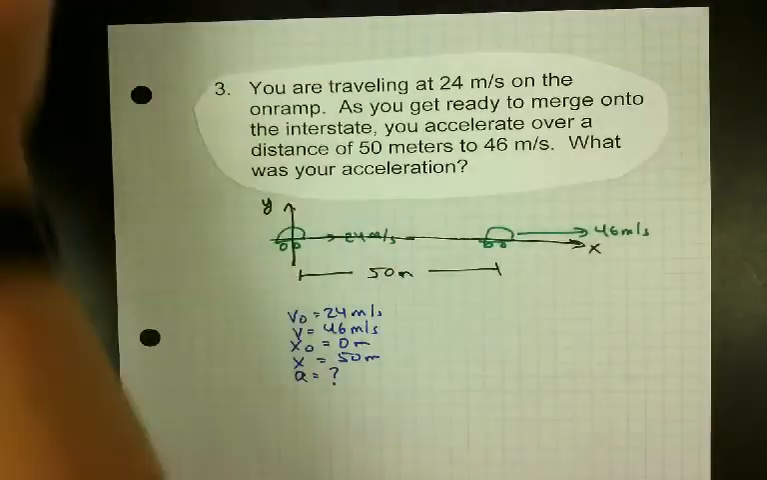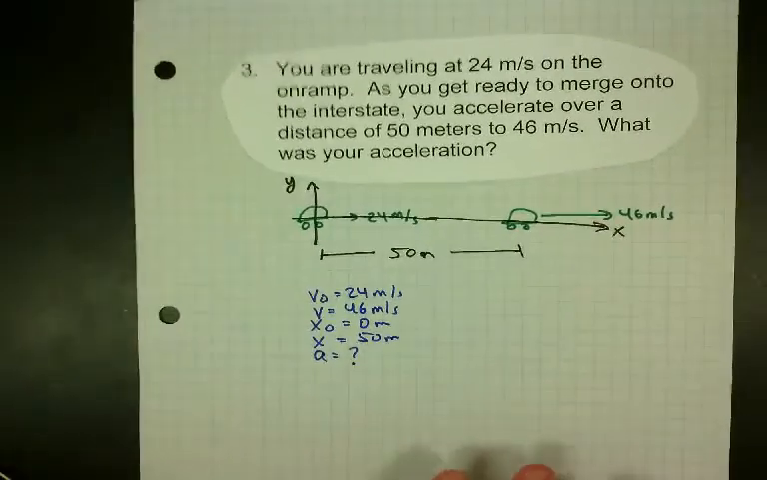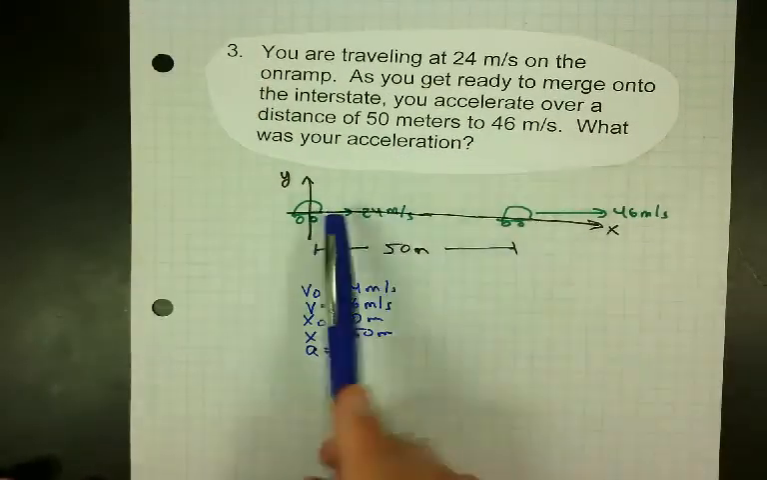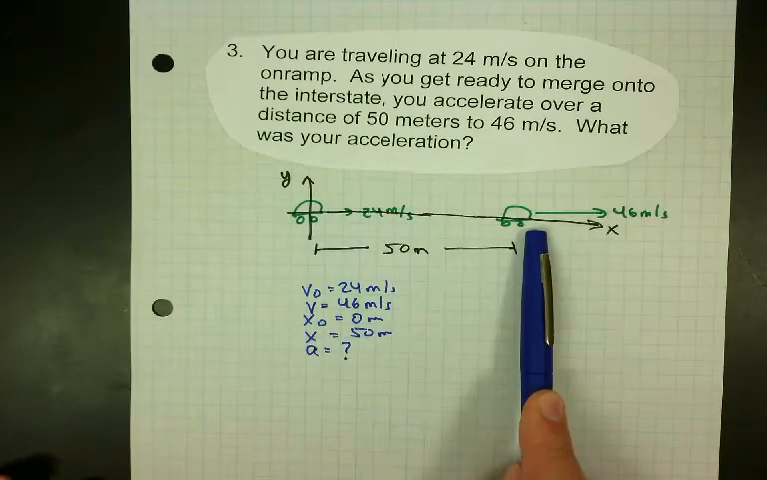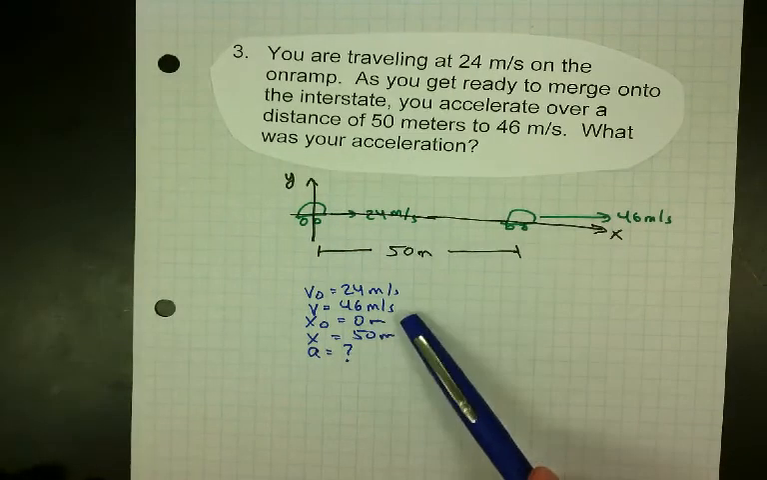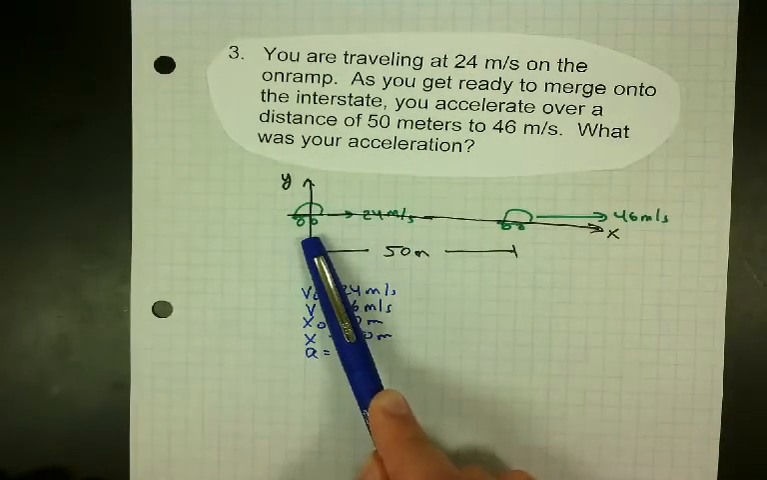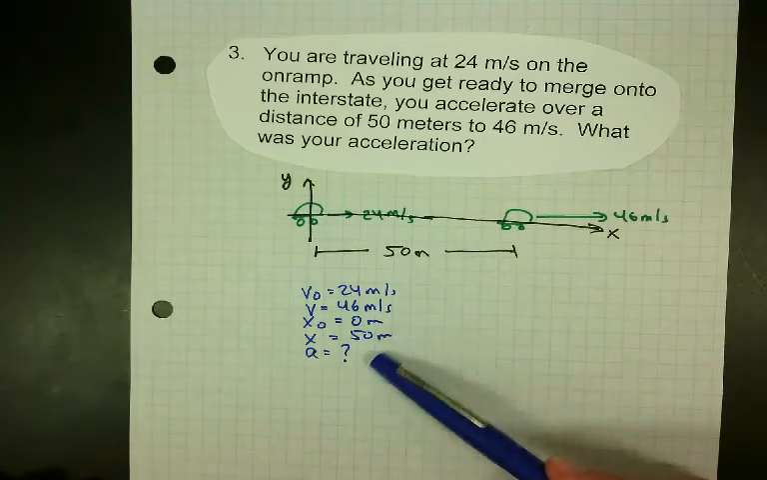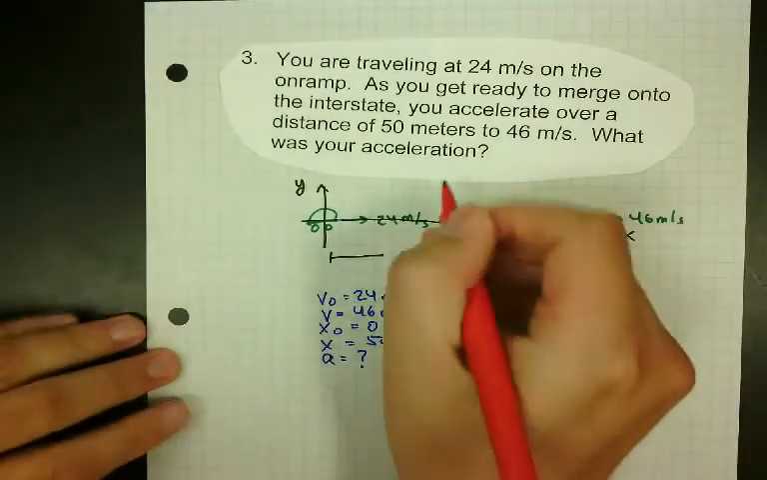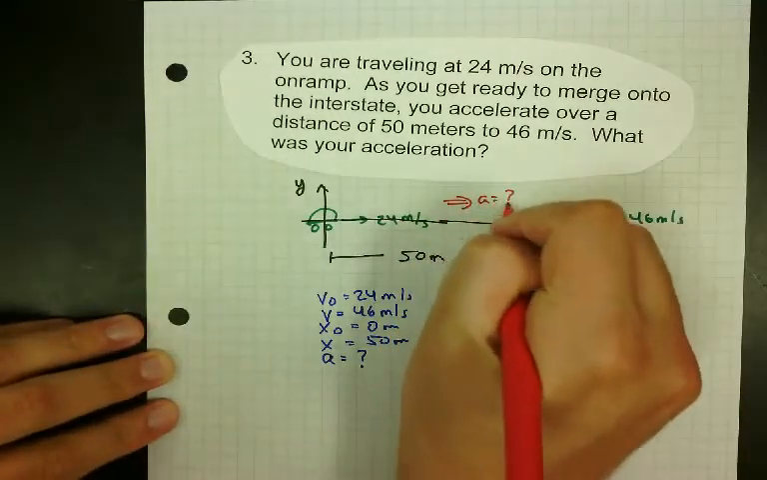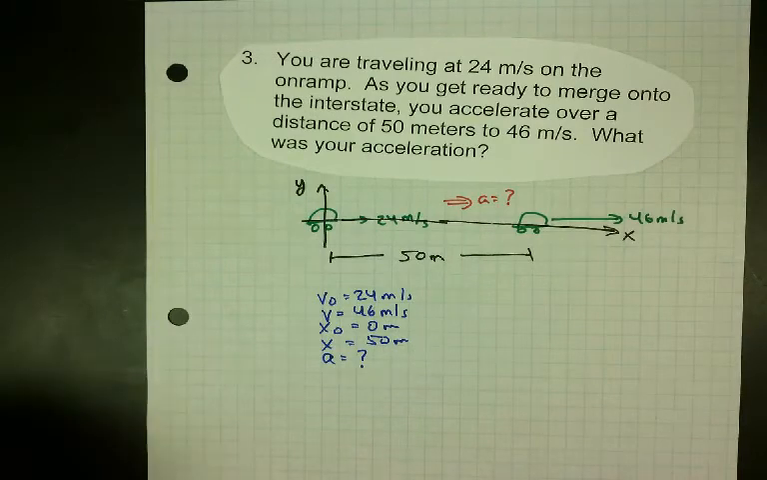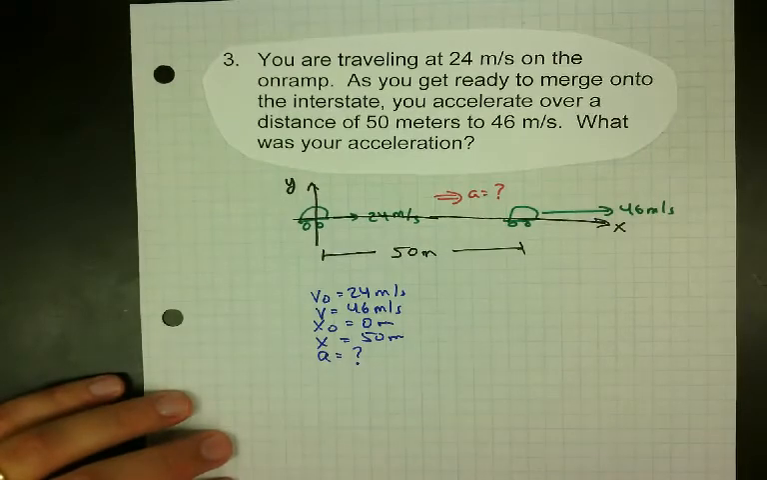Alright, this is what I got. So my v naught is 24, my v is 46, and notice I've drawn where I was at the beginning, where I was at the end. I start at 0 position, because I'm starting at the origin of my axes. I'm ending 50 meters away, so my final x is 50, and I'm looking for acceleration. To be complete, I really should include the acceleration in the picture here.